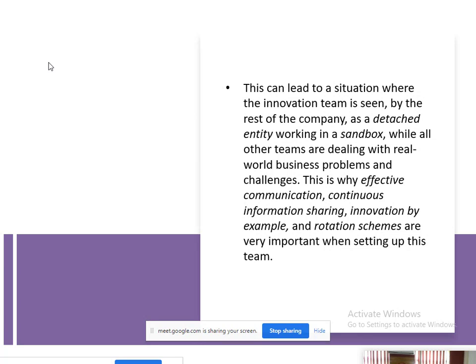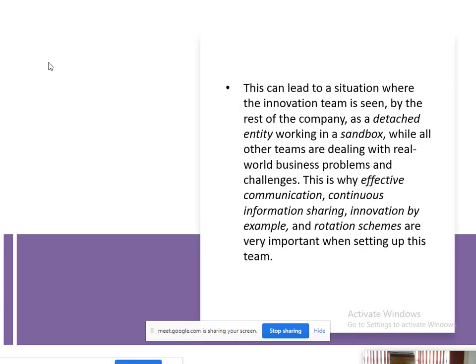Okay, next. I told you about the challenges in the innovation field. These can be overcome only if you have effective communication within your company and even with the other organizations. Effective communication means the communication which you make with the other organization should have a proper result. It should be result-oriented communication. That makes effective communication. Next one is continuous information sharing.